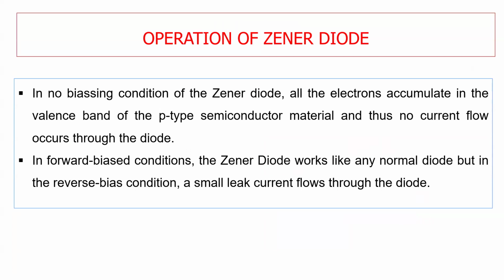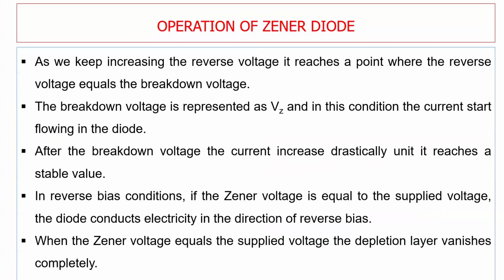So how does it work? In forward bias condition, it acts as a normal forward biased PN junction diode. In the no biasing condition of the Zener diode, all the electrons accumulate in the valence band of the p-type semiconductor material, and thus no current flows through the diode. This diode operates mainly in the reverse bias condition. As we increase the reverse voltage, it reaches a point where the voltage equals the breakdown voltage. The breakdown voltage is represented as VZ, and at this condition the current starts flowing through the diode.